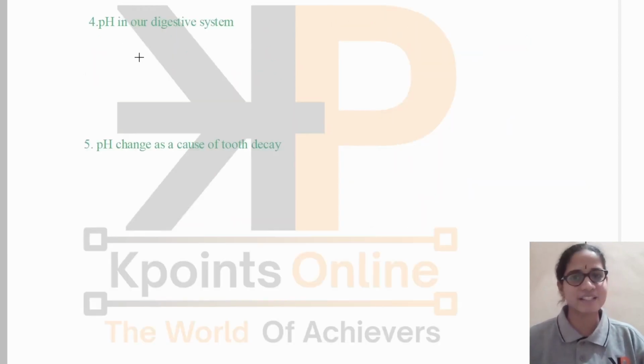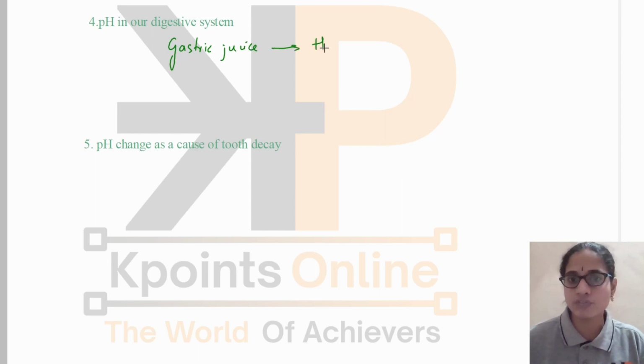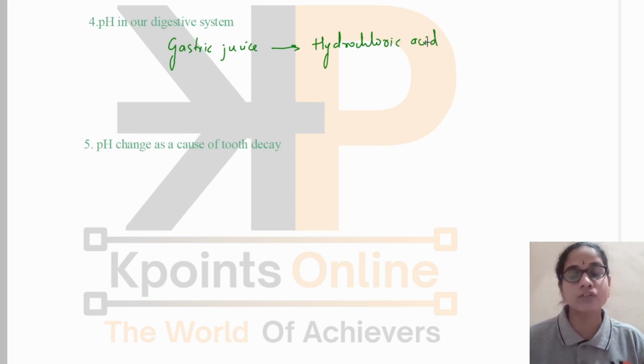Next, there is one interesting mechanism that takes place in our body. Our stomach produces gastric juice for digestion. That gastric juice has hydrochloric acid. Yes, gastric juice consists of hydrochloric acid, but it will not harm our stomach. Hydrochloric acid is helpful for digestion of the food, okay.